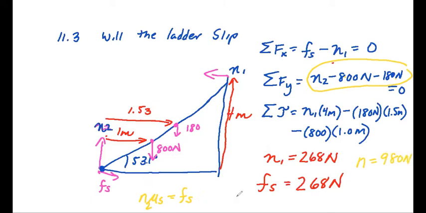So mu S is going to be equal to 268 newtons over 980 newtons. And that's going to give us 0.27. So mu S equals 0.27, and that's a unitless number.